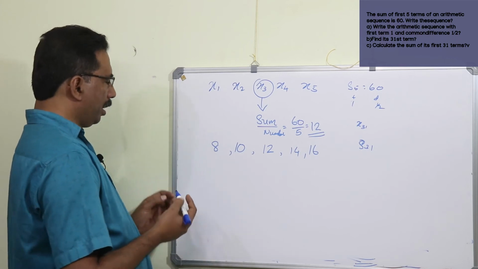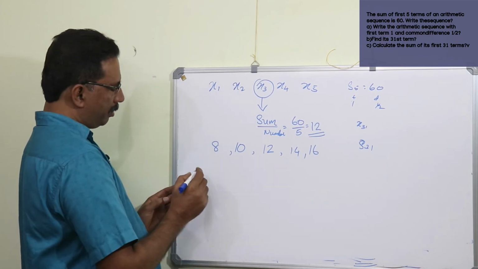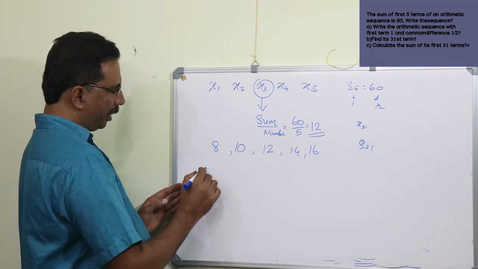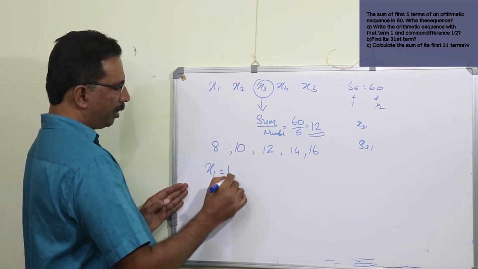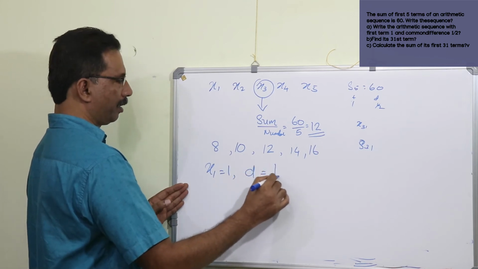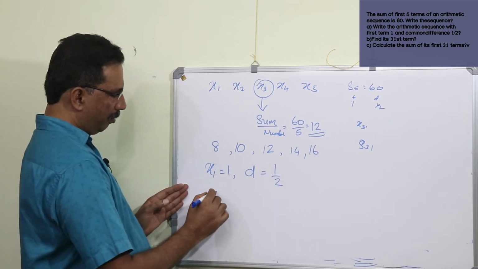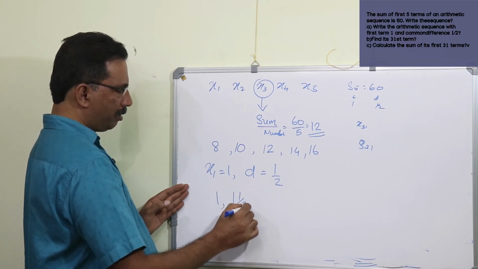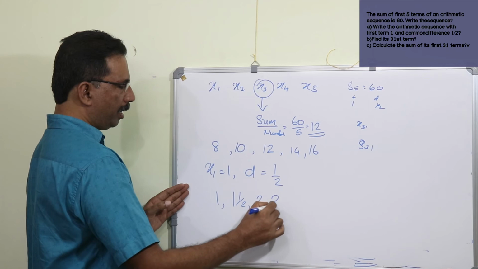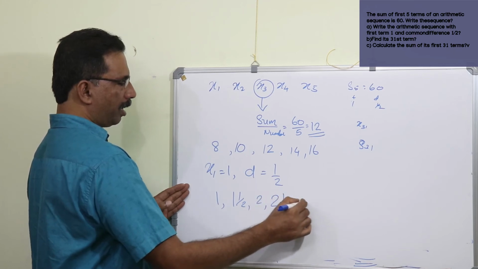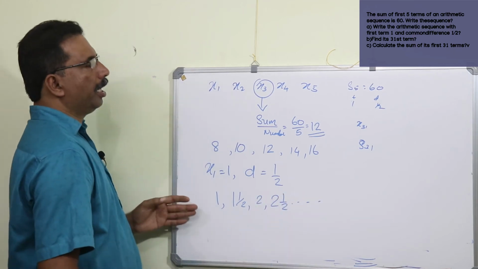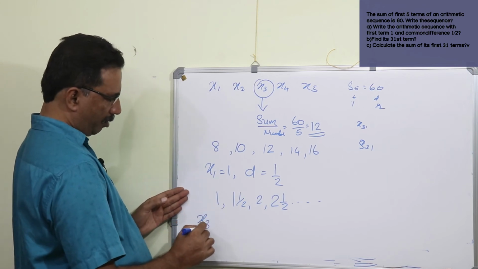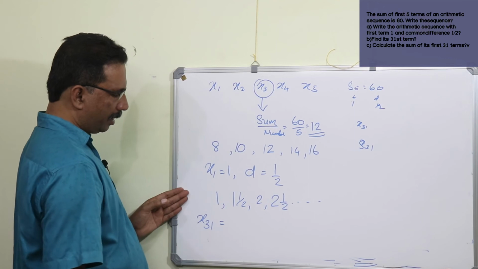Next question is to write a sequence with the first term x1 is 1 and d is half. It is very simple. 1 plus half, 1 and a half. Then 2, 2 and a half, etc. This is the sequence. And what is x31 of this sequence?